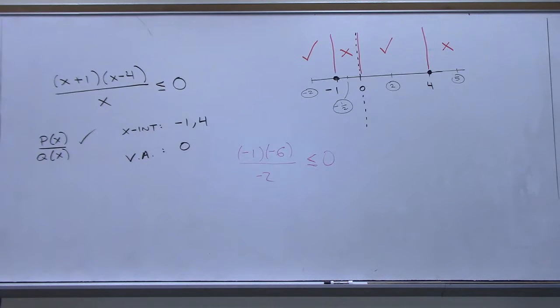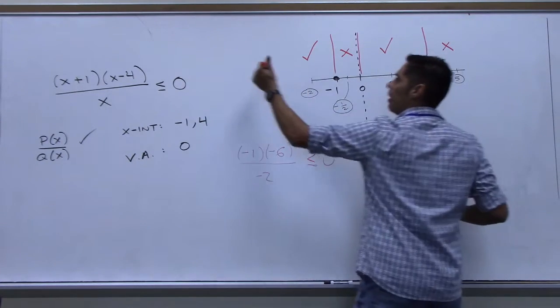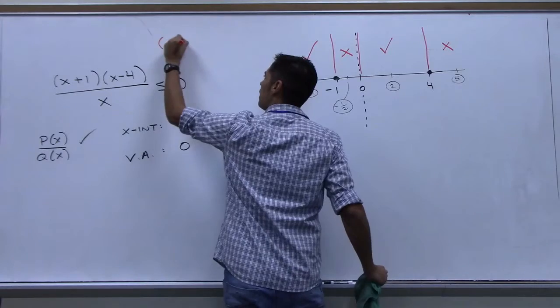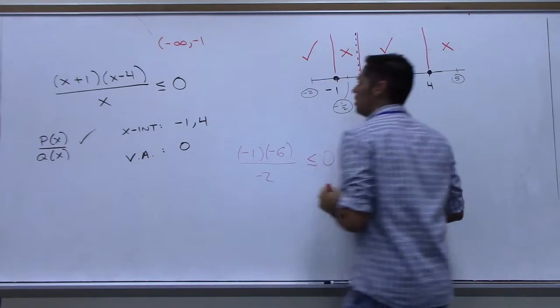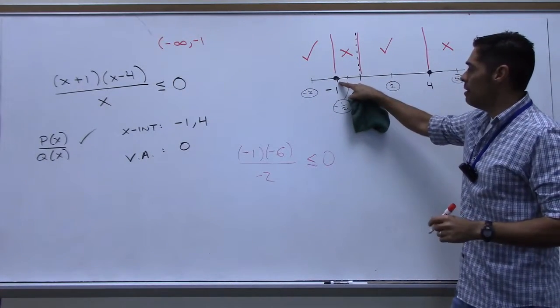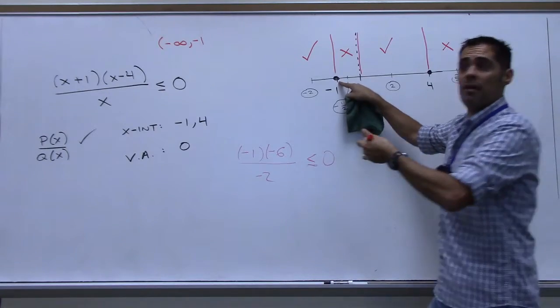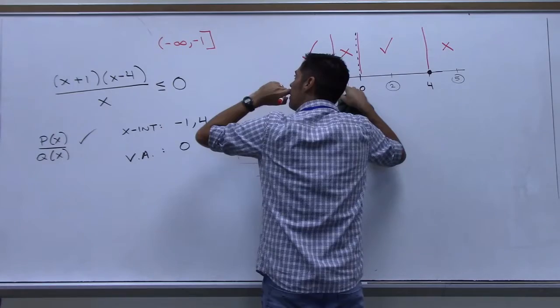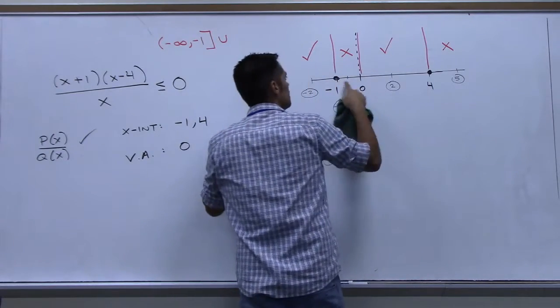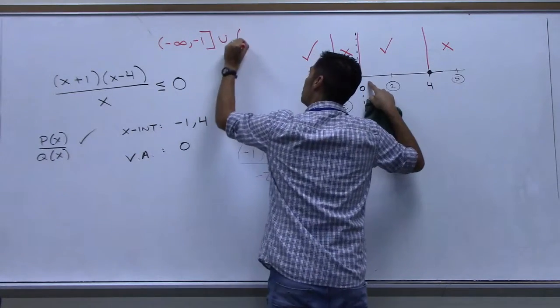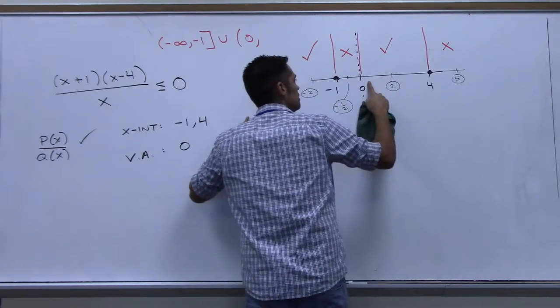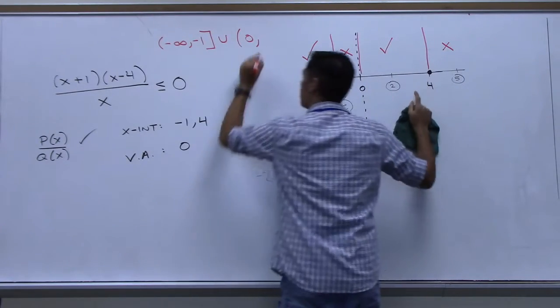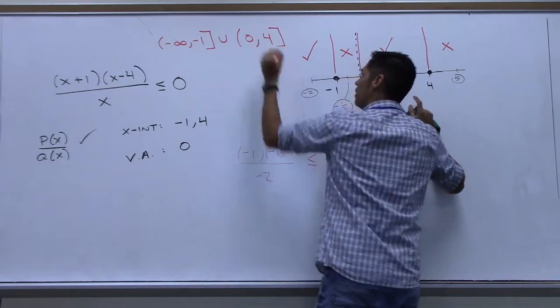Go ahead. All right, so I got parenthesis, -infinity to -1. What do you want me to do with the -1? Bracket, because I want to include it, right? And it's part of my function, so I can include it. Then union, 0 with the parenthesis, to 4 with the bracket.